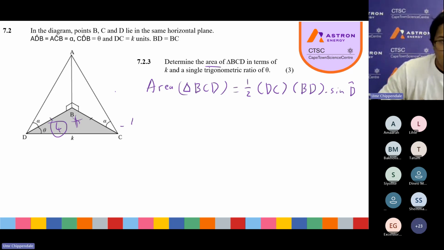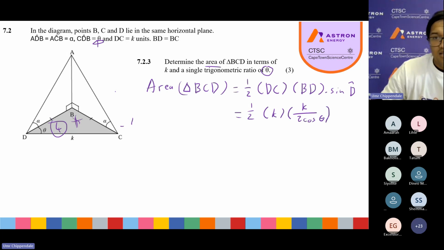Right? The reason I'm choosing that is because that is our theta, which they are showing over here as well. So we have it like this. Now we fill out what we know with all of these R values. Half of K, and BD is what I just calculated in the previous question. So that was K divided by 2 cos theta.